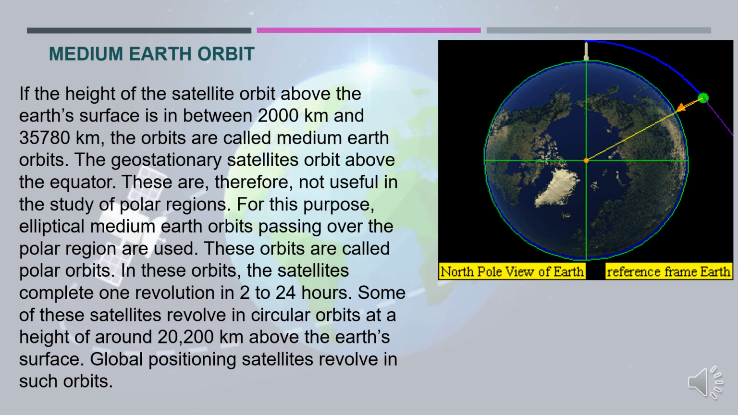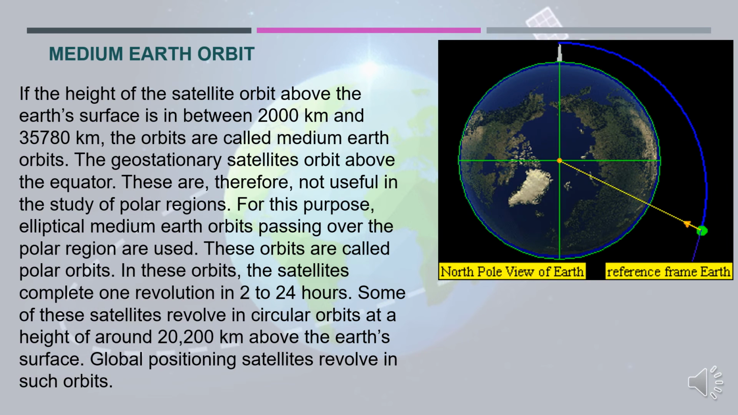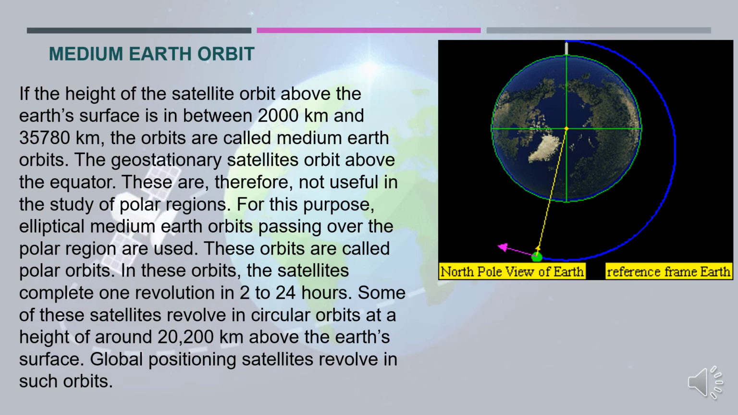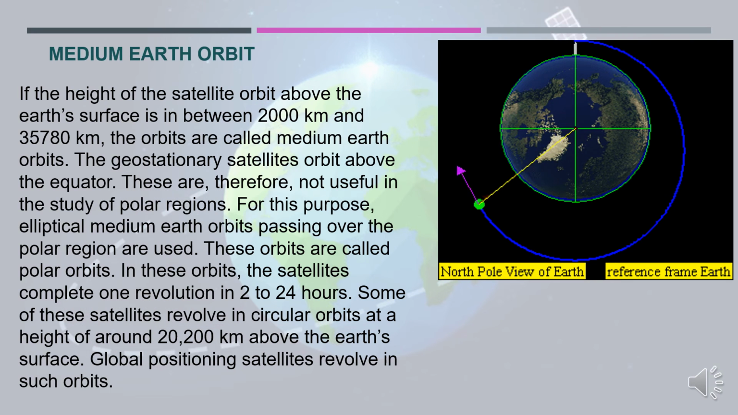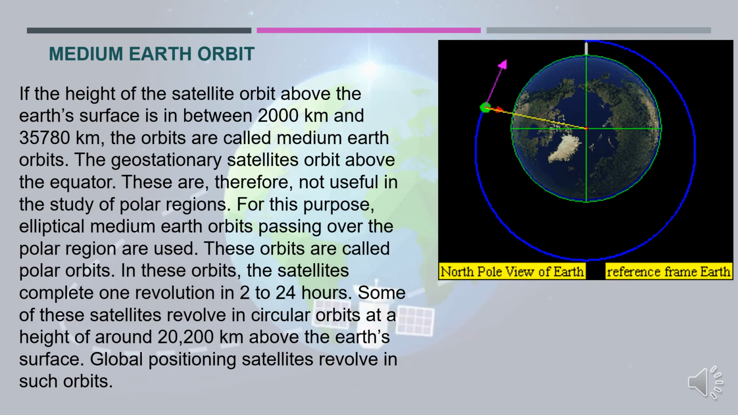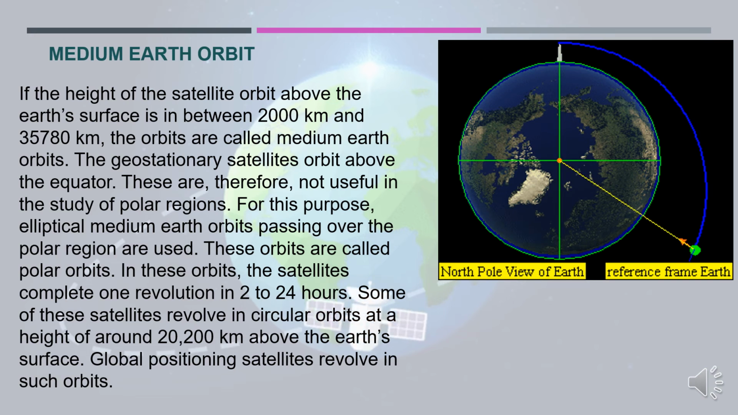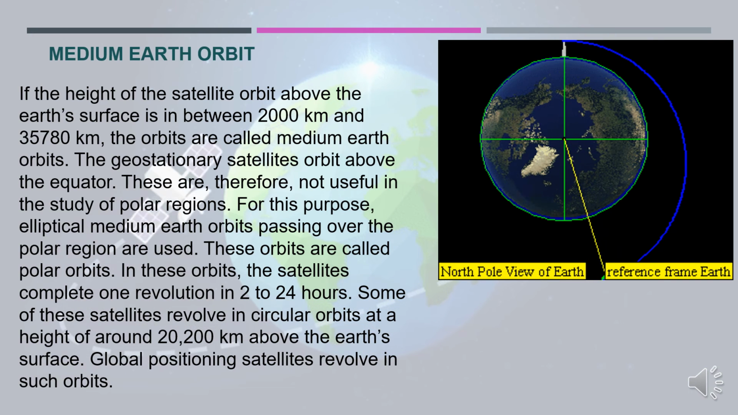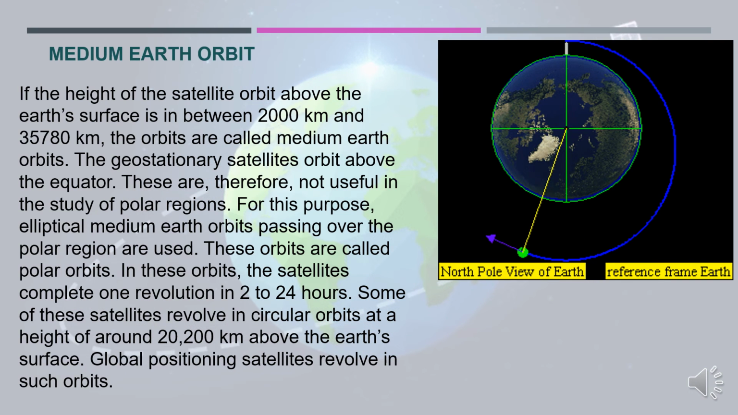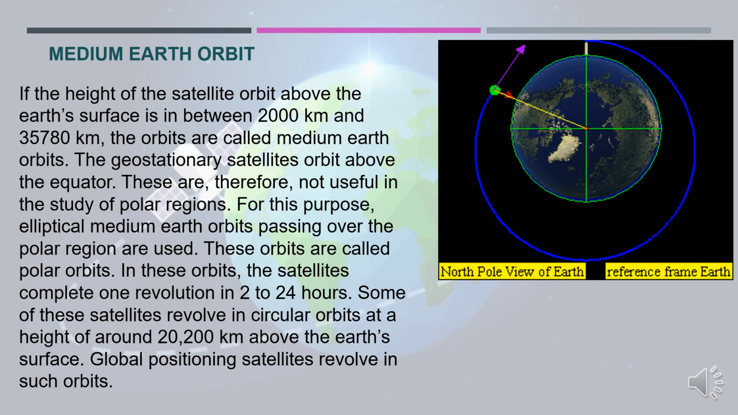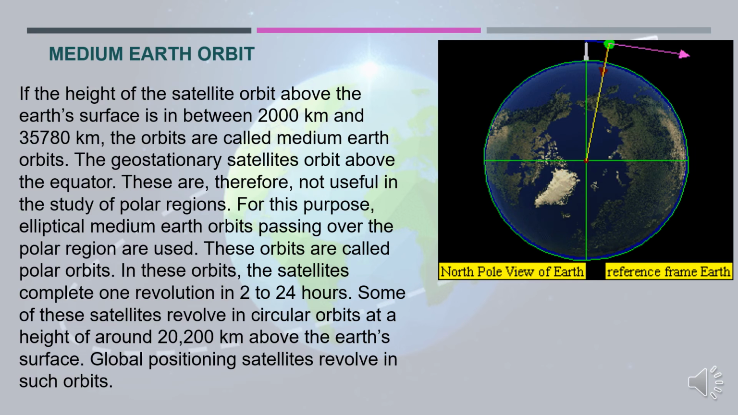In these orbits, the satellite completes one revolution in 2 to 24 hours. So you can see how fast they move. Some of these satellites revolve in circular orbit at a height of about 20,200 kilometers above the Earth's surface. Global positioning satellites revolve in such orbits. So which satellites revolve? The global positioning satellites revolve in such orbits.